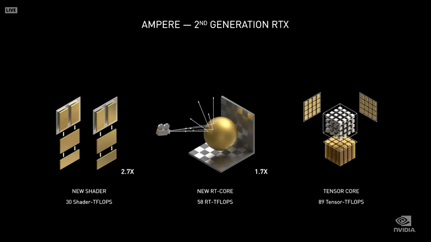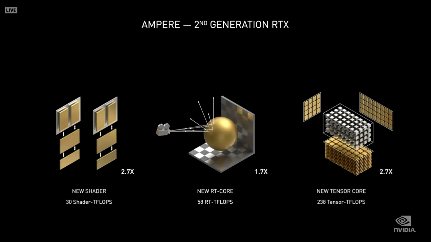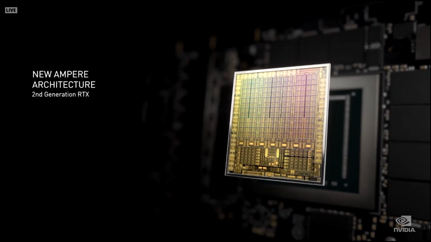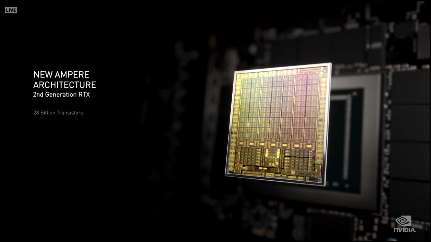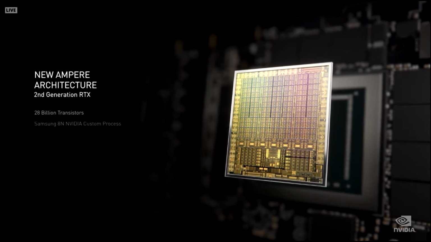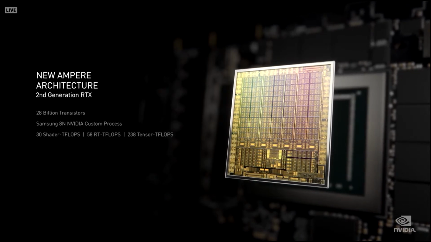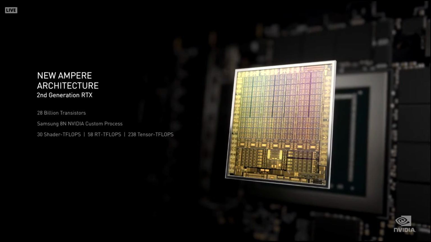And Ampere's new Tensor Core automatically identifies and removes less important DNN weights. And the new Tensor Core hardware processes the sparse network at twice the rate of Turing: 238 tensor teraflops compared to 89. Ladies and gentlemen, NVIDIA's new Ampere GPU, our second generation RTX, 28 billion transistors built on Samsung 8N, an NVIDIA custom process. All three processors double rates over Turing, a triple double.